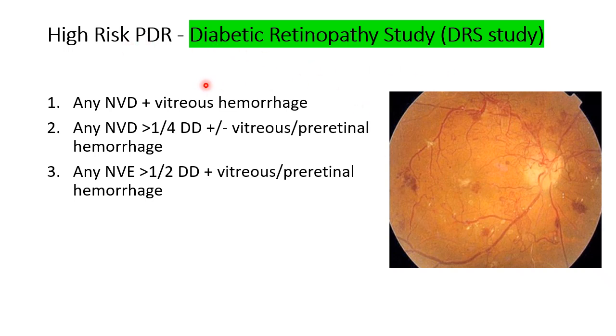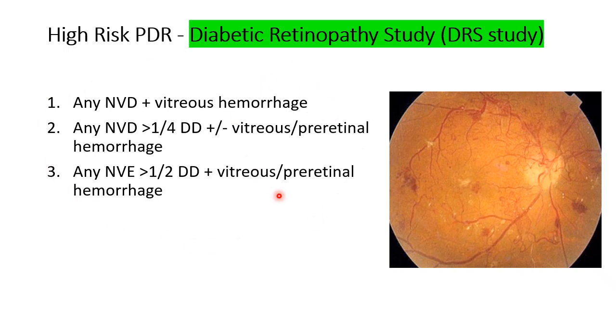High risk PDR. Now, another study, the diabetic retinopathy study, classified PDR into two types, non-high risk and high risk. So high risk PDR can be any one of these points. Any NVD, neovascularization at disc plus vitreous hemorrhage, or any NVD more than 1/4 disc diameter plus or minus vitreous or preretinal hemorrhage, any NVE more than half disc diameter plus vitreous or preretinal hemorrhage. Please try to memorize this as it is.